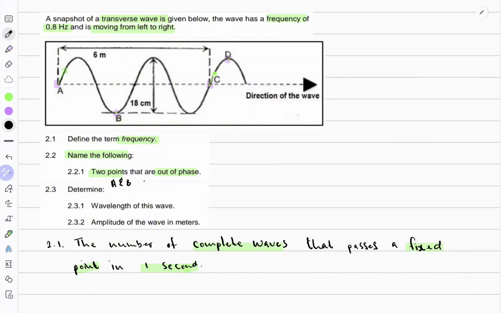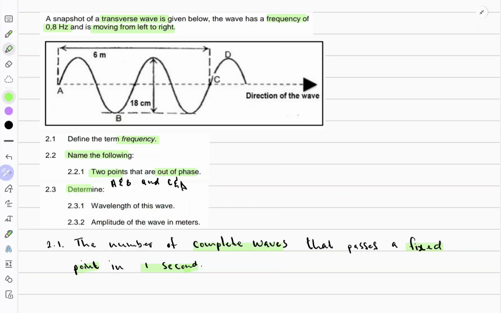So another set of points would be C and D. A and C, however, are both points on the equilibrium and they both lead to a rise in disturbance. So A and C are points that are in phase, so we can't include it as part of the solutions.